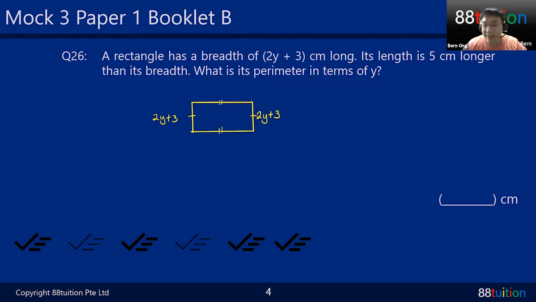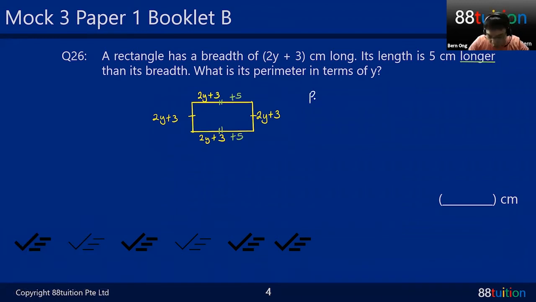So down here, what's happening? The length is 5 cm longer than the breadth. Longer means you have to plus, correct or not? So down here must plus a 5. Longer than the breadth, right? So the breadth is 2y plus 3, you just got to plus a 5. What is the perimeter?